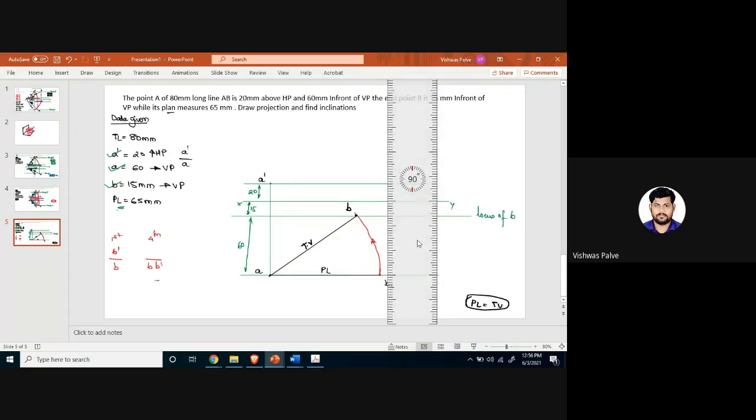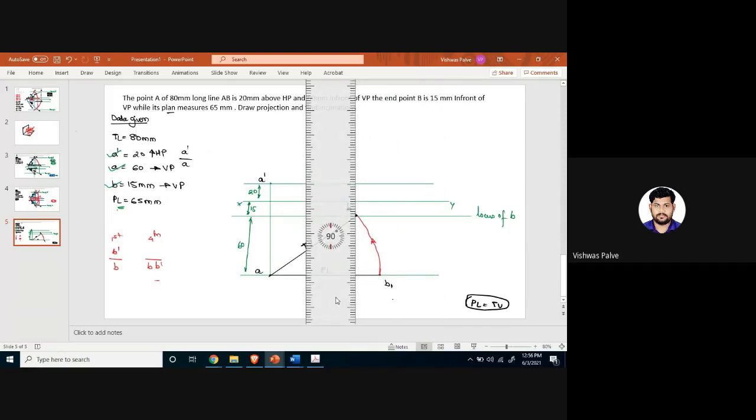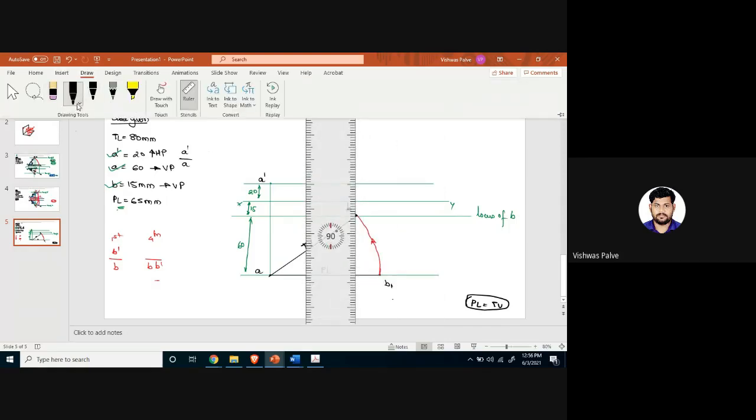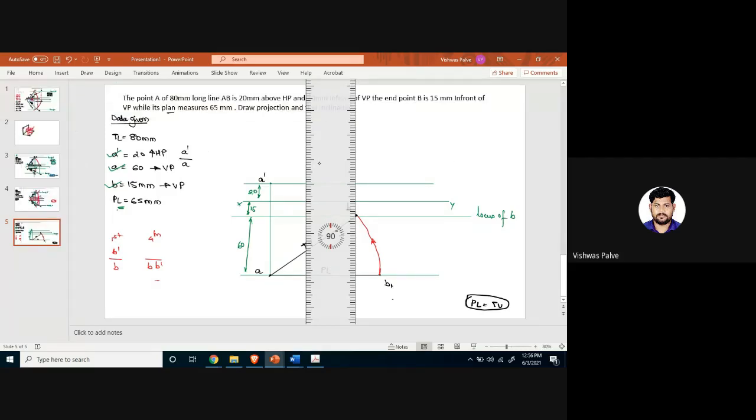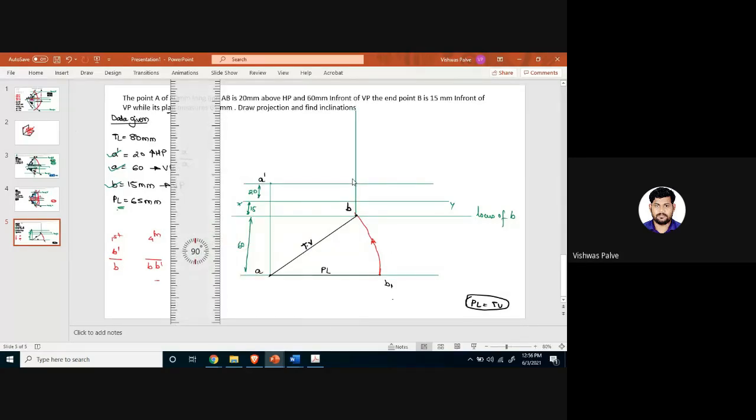I will take 90 degrees. I know that my B dash point will lie somewhere on this line. B dash is always lying somewhere on this line because A dash and B dash will always be in one single line, right? So I have located my B point. Front view is known to us. Now B dash will be somewhere on this line. So how do we get that point now?